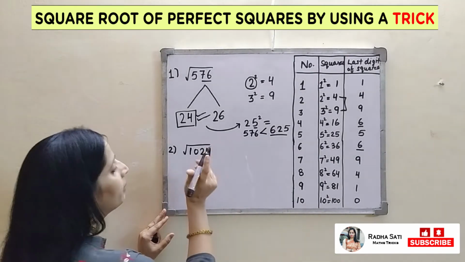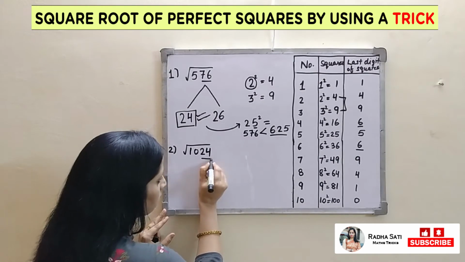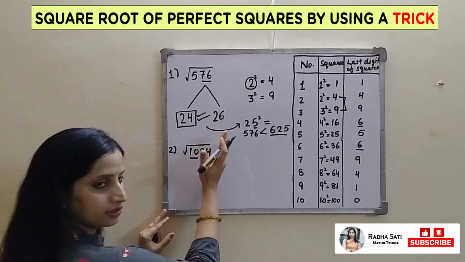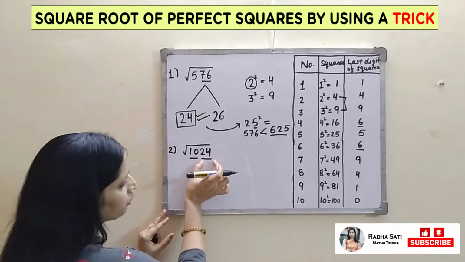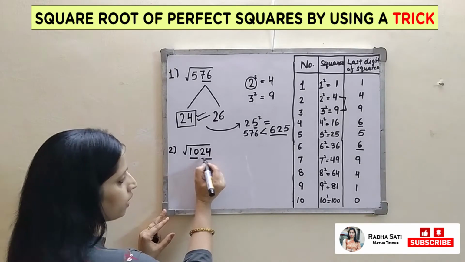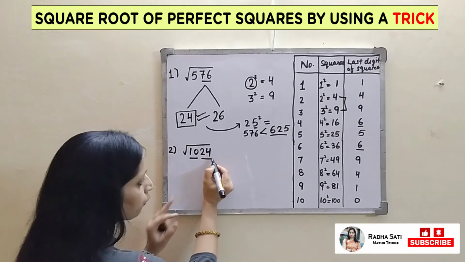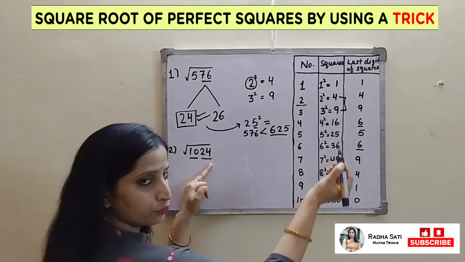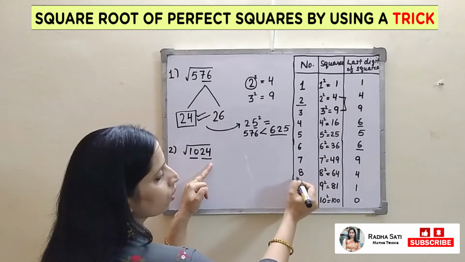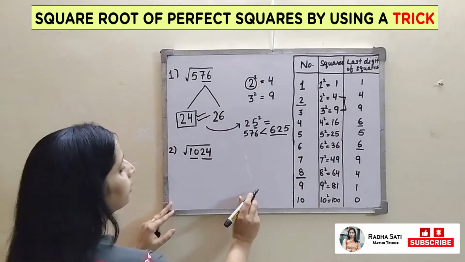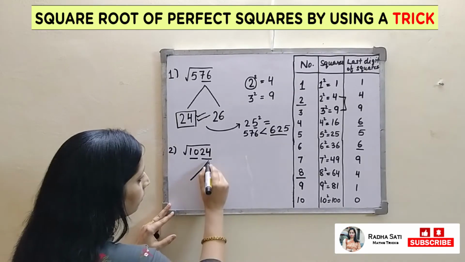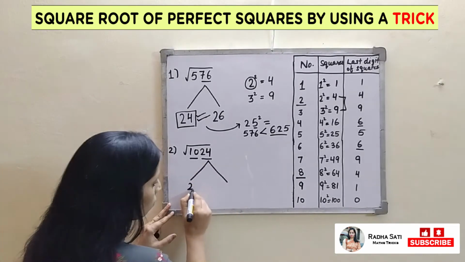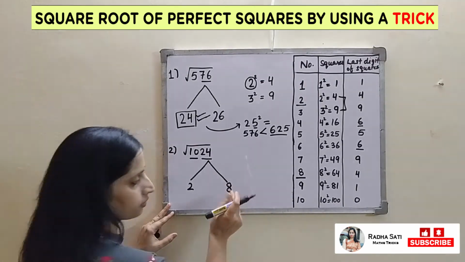So first we will make the pairs from the right hand side. Okay. Then we will check the last digit. Here it is 4. So 4 comes in the square of 2 or in the square of 8. This means our last digit will be either 2 or 8.